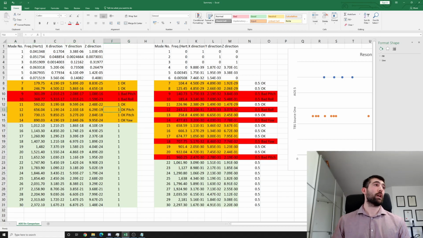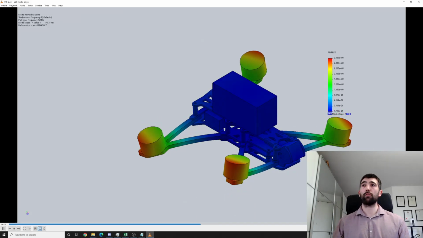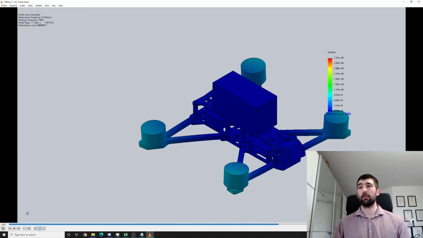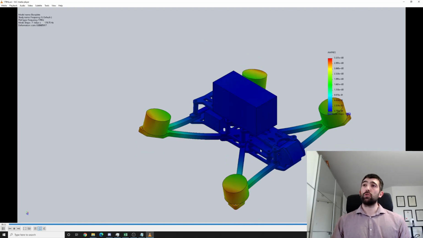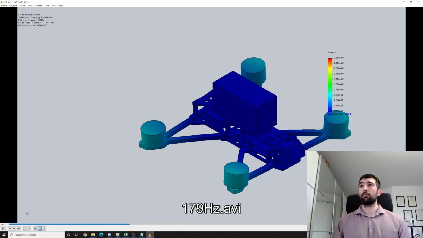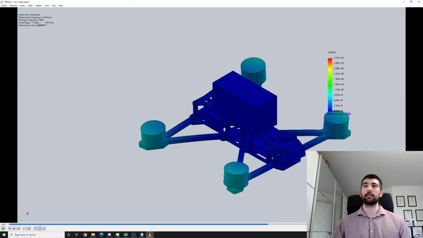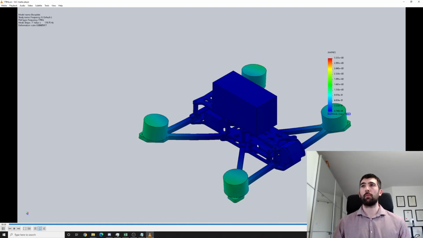So let's dig into the mode shapes now for this new frame design. Here's the first mode shape at 179 hertz. So as I said before, it's nearly twice the frequency of the Source One, and it's not a bad mode shape. You can see the flight controller, which is in the front in this design, is staying very still. We've got the motors moving up and down, but if the flight controller is remaining still, the gyro isn't going to be picking up that noise.